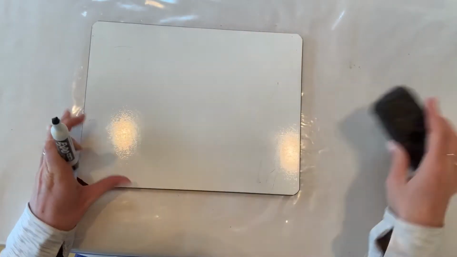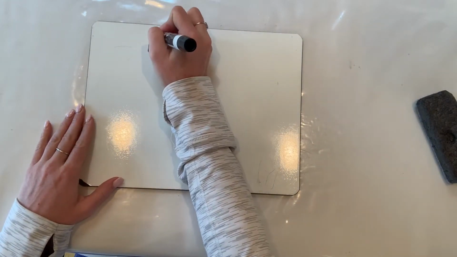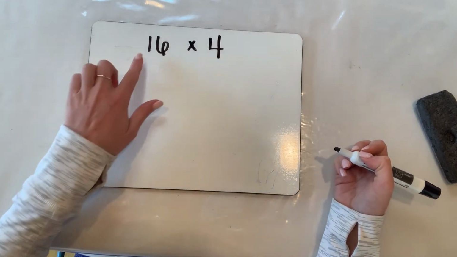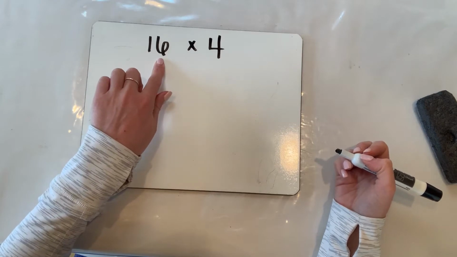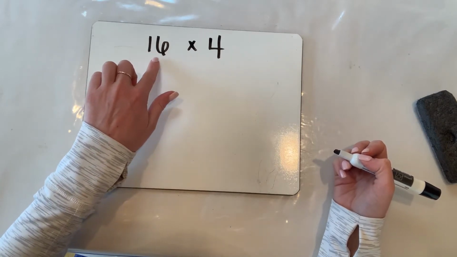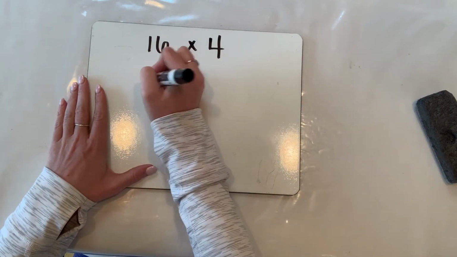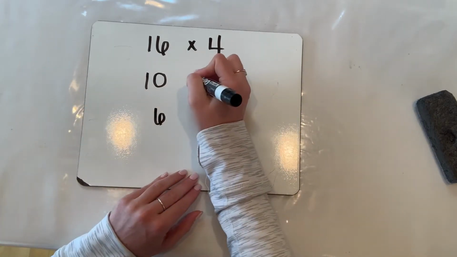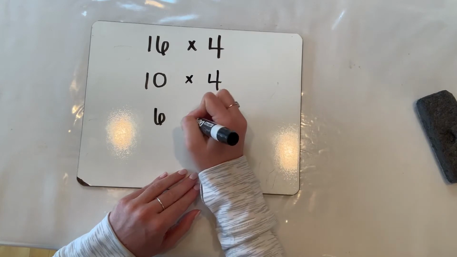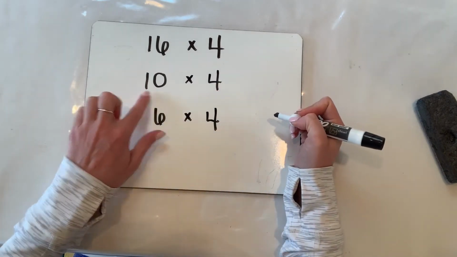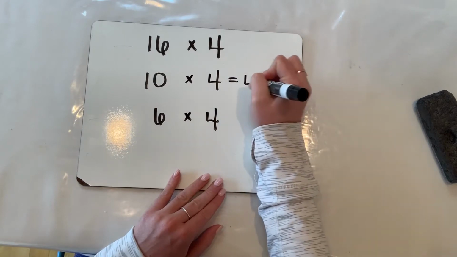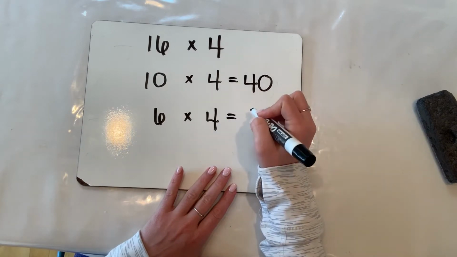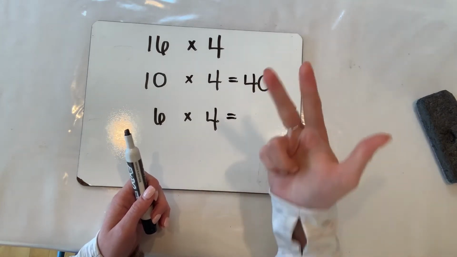Let's try another one. Let's do 16 times 4. Okay, so let's try that first strategy. Let's break this apart. So let's try to think what could equal 16. I like to do a lot of 10, so I would say 10 and 6. That gets me to 16, right? And I'm going to multiply both of those by 4. So I can say 10 times 4 equals 40. 6 times 4 equals, do you guys remember? 6, 12, 18, 24.